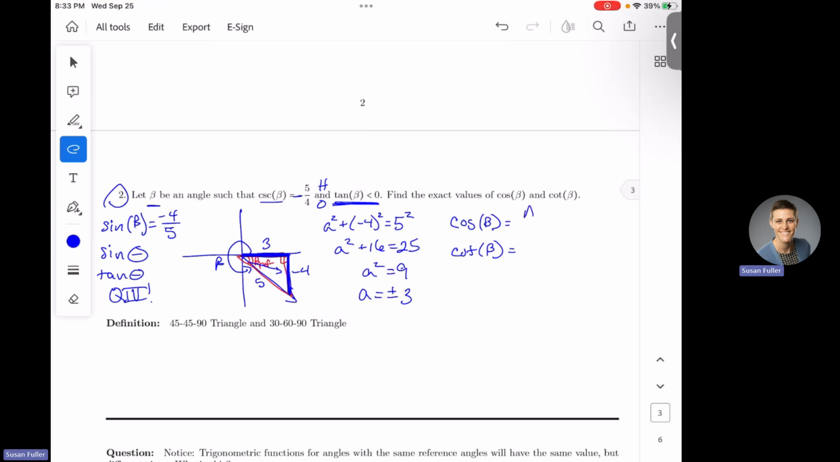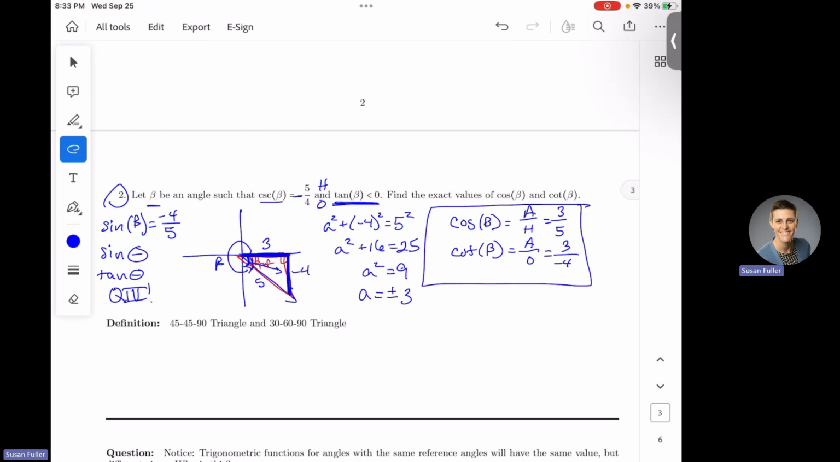Cosine is adjacent over hypotenuse. So here my adjacent side, using my beta reference here, my adjacent side is 3, the hypotenuse is 5. And the cotangent, this is tangent upside down, so this is adjacent over opposite. My adjacent side is 3, and my opposite side is -4. So the cotangent of beta is -3/4. And we have solved the problem.